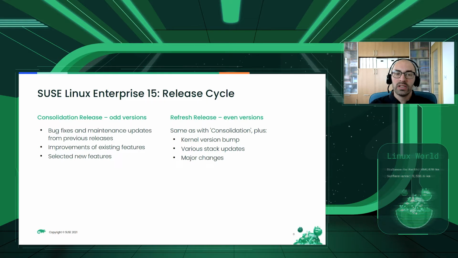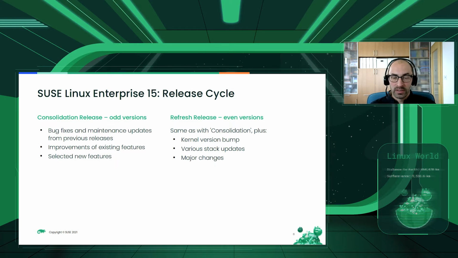The release cycle for SLE 15 is twofold. We do have 2 different release types. So one is consolidation releases, those are the odd versions, and refresh releases, those are the even versions. Consolidation releases are mainly bug fixes, maintenance updates, which have accumulated from a previous release. We also do include some features like selected enablement, selected new features and news. However, we want to be more conservative and more careful with what we pick.